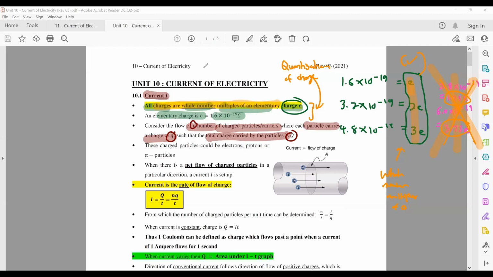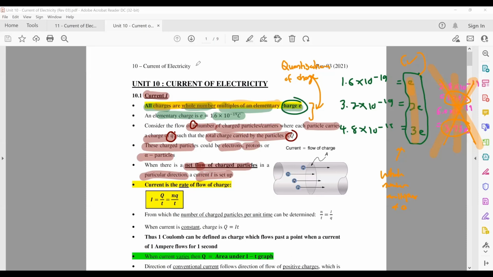All right, now these charged particles can be electrons, protons, or alpha particles. When these particles form a net flow, if you have a net flow of charged particles in a particular direction, what we will say is that you have current. You must have a net flow of charged particles in a direction in order to say that there is current.